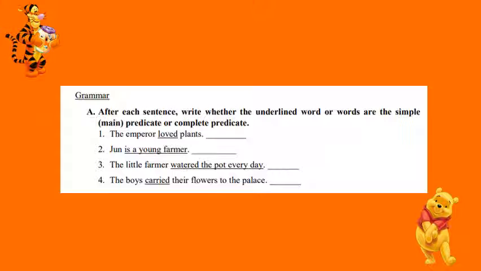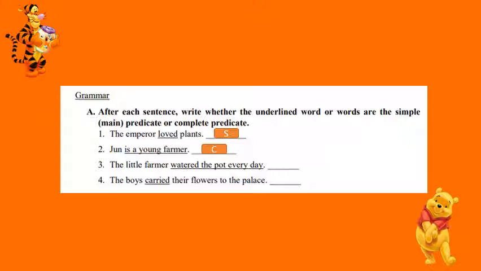Number one, the emperor loved plants. Loved here is the main verb in the sentence. It's the first word in the predicate. It's only one word, so it is simple predicate. Two, John is a young farmer. Is a young farmer. If you notice here, we have the verb with the other words that talk about the subject. So is a young farmer is a complete predicate.